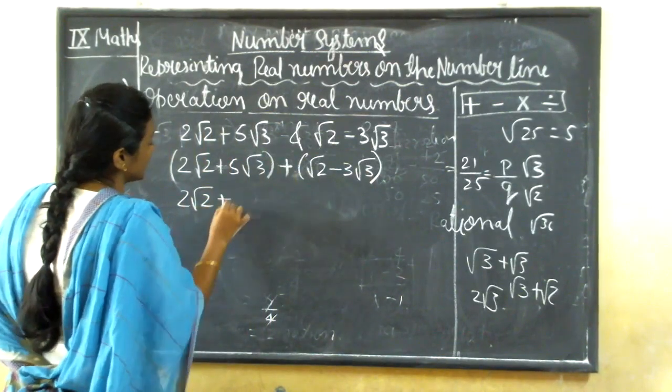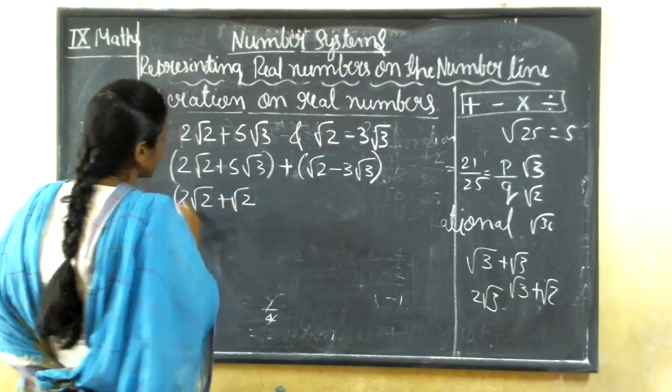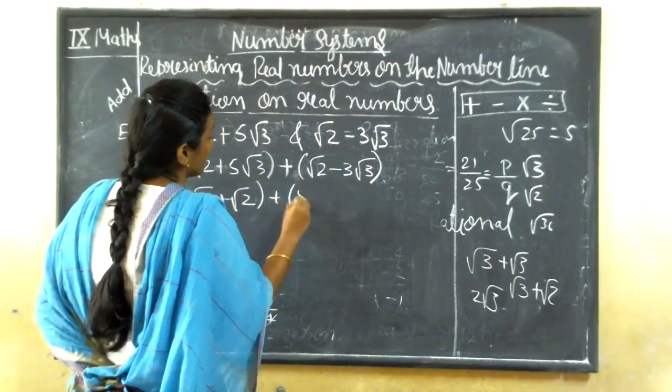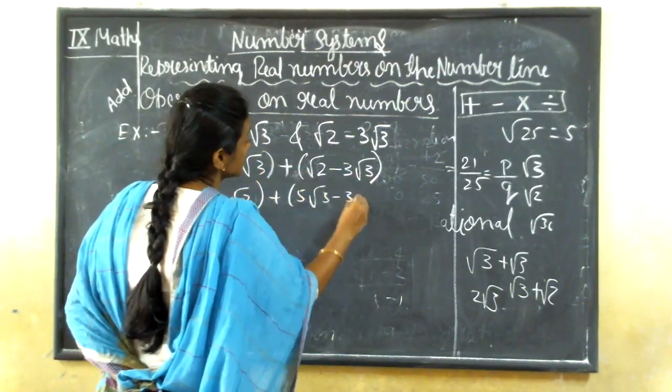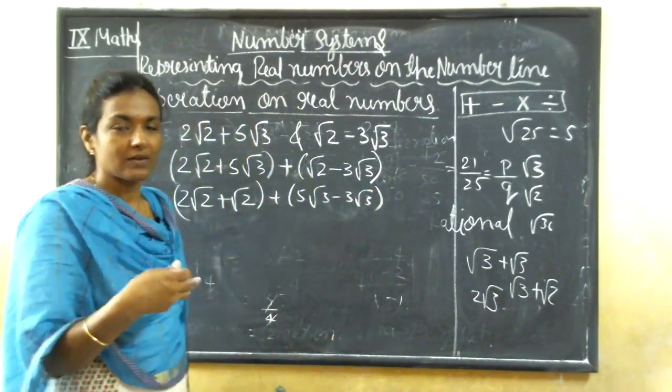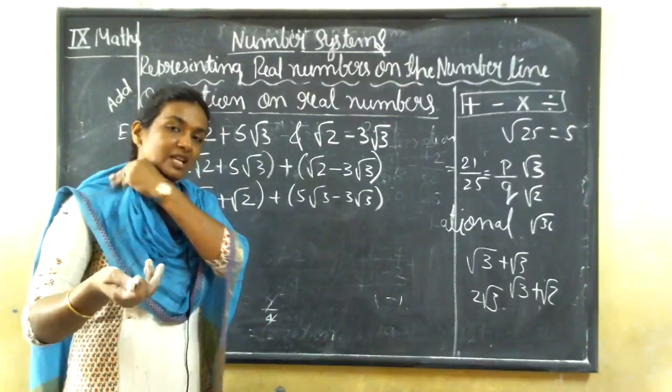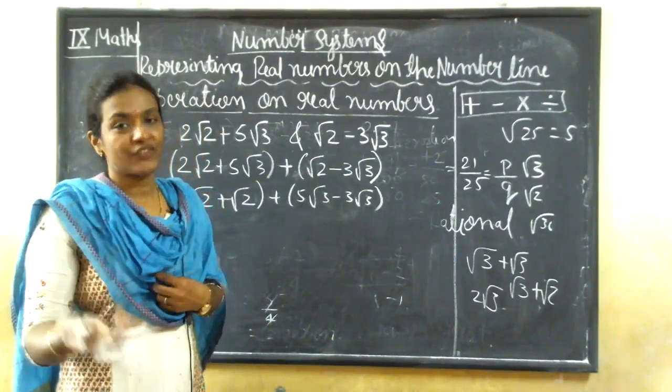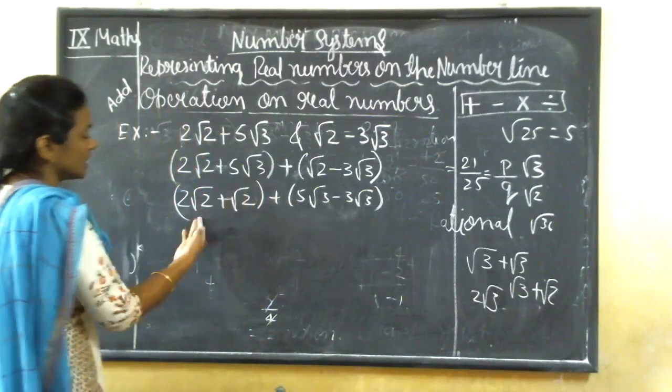Here you take this one, plus 2 root 2. Next, plus 5 root 3 minus 3 root. Can you write like this? There is no difference, because anyhow you are having a plus sign in between them. There is no multiplication sign to get any difference there, right? So just take them separately.